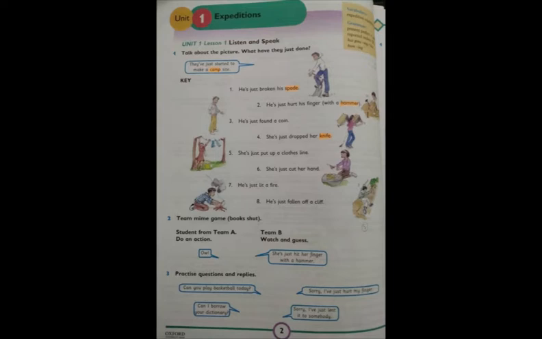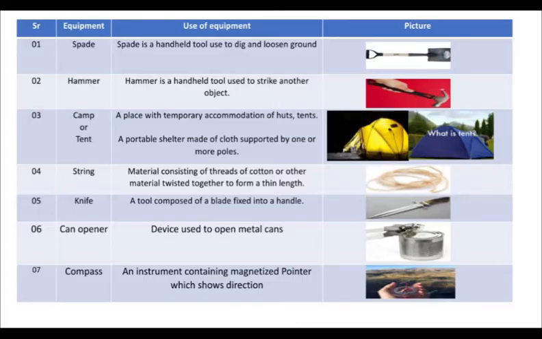And the tools I was talking about, that we will learn about, the expedition equipment or the tools that we use on expedition in today's lesson. To make it easy for you to understand, I have even put the pictures here. So the first tool that we use on expeditions is spade. Spade. What is spade? You can see in the picture, it is used to dig the ground or to loosen the ground.